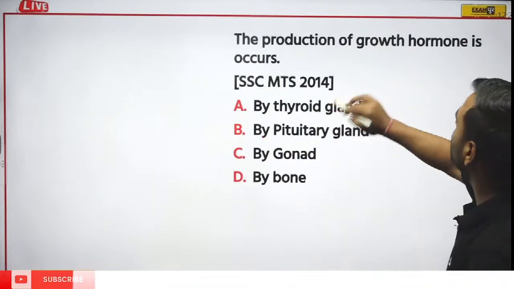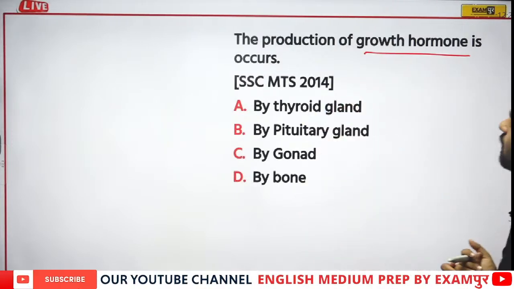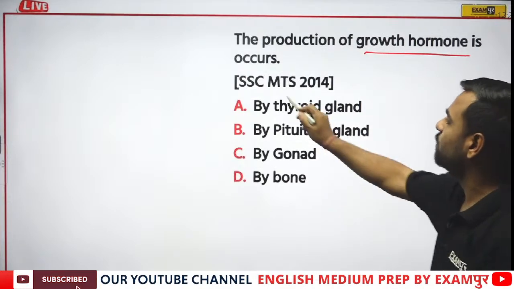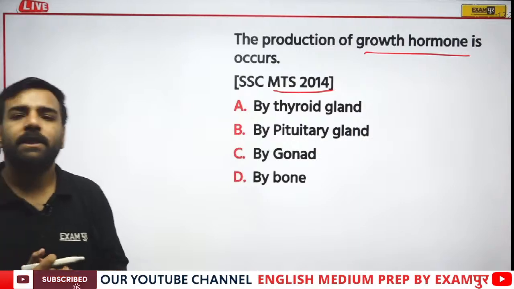Next, the production of growth hormone is related to what? The production of growth hormone occurs by which of the following glands? The question is from MTS 2014. Growth hormone. Yes, Ilma, true.